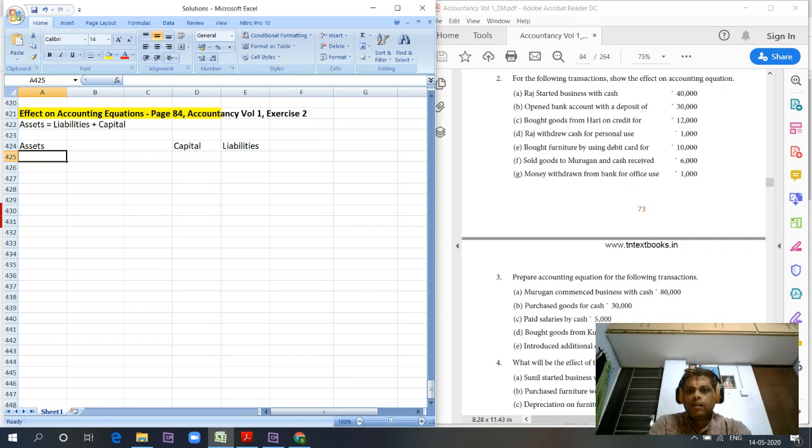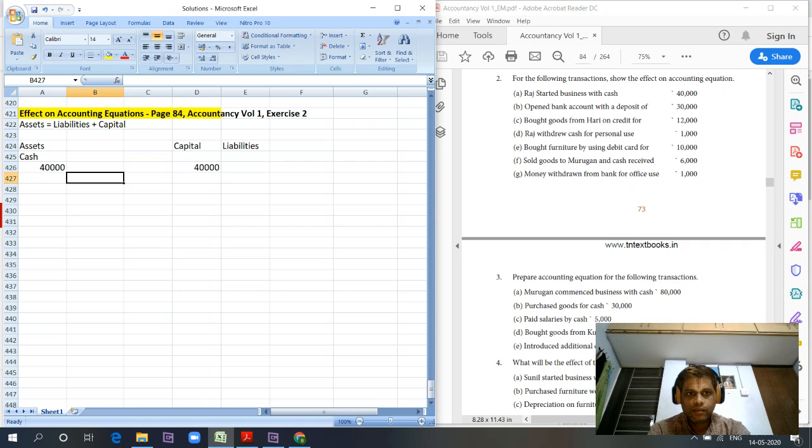Raj started business with cash. So we're having a column called cash, and cash is increasing. Capital is increasing. Okay, that is the entry. So cash debit and capital credit. Opened bank account with a deposit of 30,000. Raj started business with cash 40,000 rupees. Sorry, it's not 10,000. It's 40,000.